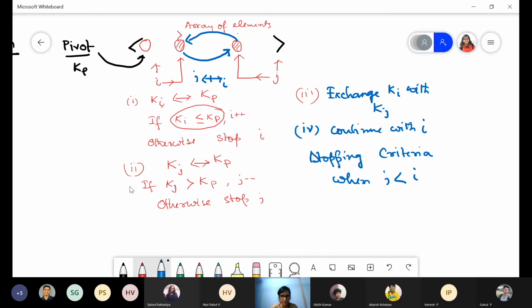So if this is my position, then all the elements that have come in this direction, on this side, this is going to be my left partition. Then I will put Kp here, and the remaining elements I am going to put here. Whatever is after J will be my right partition. Whatever was before I will be my left partition, and between them I am going to put Kp. And then the process will be followed for each of these partitions.